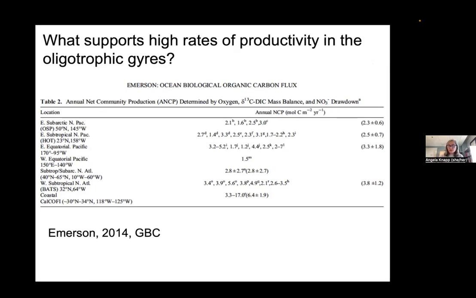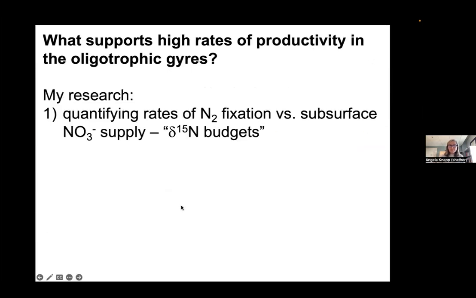And so the overarching research question in my lab is, what supports this carbon fixation, right? How do phytoplankton actually meet their nutrient needs when inorganic forms of nutrients are scarce? My research focuses on two main sources of nutrients. One thing that I do a lot of is what we call delta N15 budgets, and I'm going to introduce you to those. This is a way to quantify the relative importance of subsurface nitrate versus nitrogen fixation as nutrient sources fueling carbon fixation and export production in oligotrophic gyres.